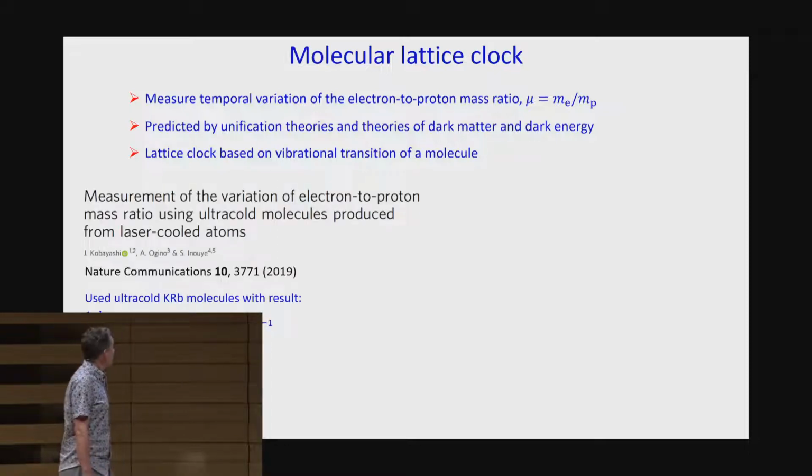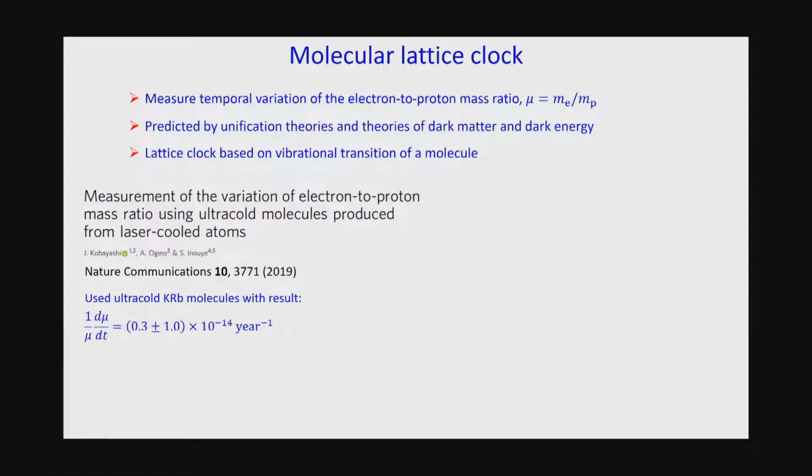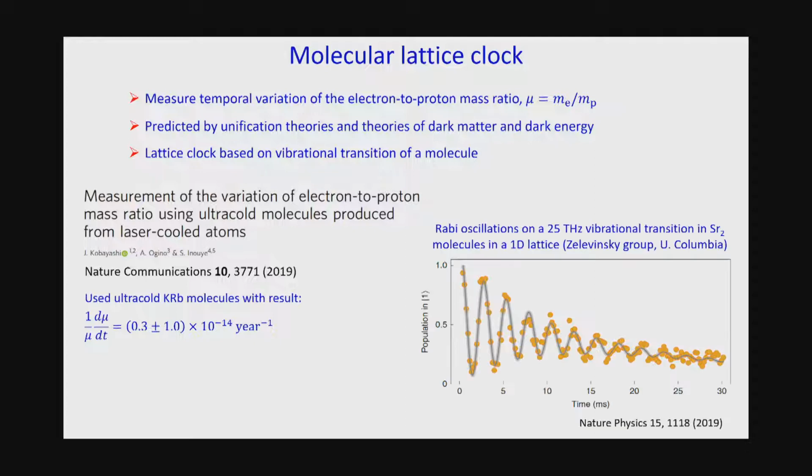And in this context, I'd like to highlight a result from 2019 using ultracold KRB molecules that set this limit here at the level of 1 part in 10 to the 14 per year for the variation of ME over MP. And let me also highlight the work being done in Tanya Zelevinsky's group, where they're developing a clock based on strontium-2 molecules in an optical lattice.